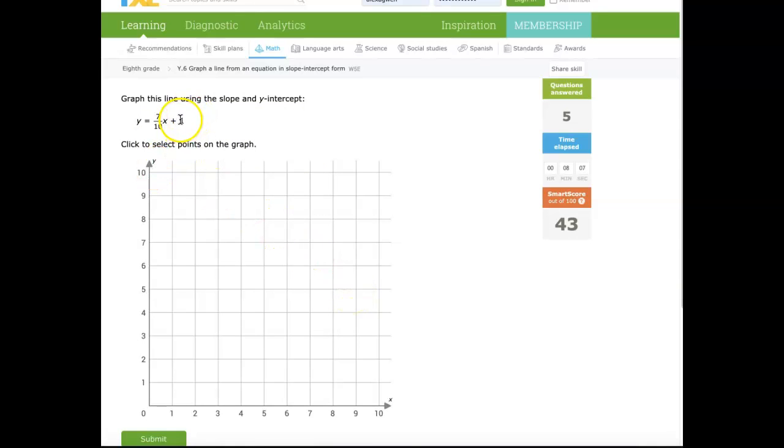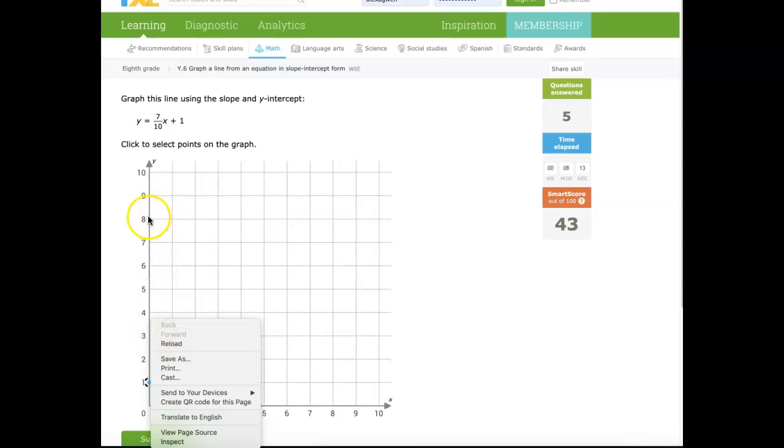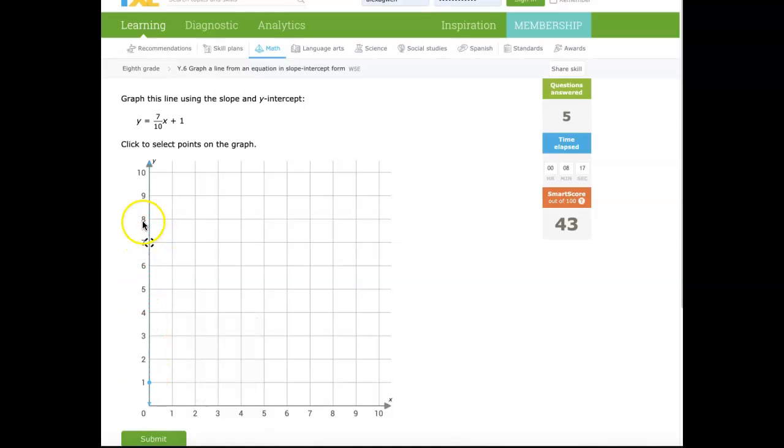This one, the y-intercept is 1. That's where we start. Rise of 7, that gets me up to 8, and then a run of 10. Whoa, all the way over here. So I went up 7 and over to the right 10. It's a positive slope.